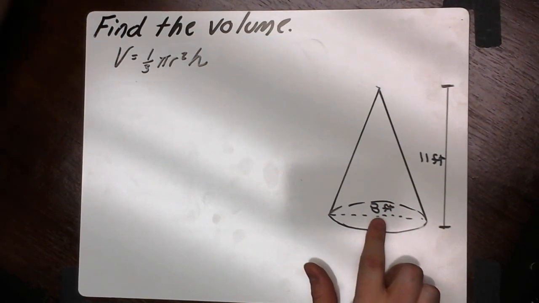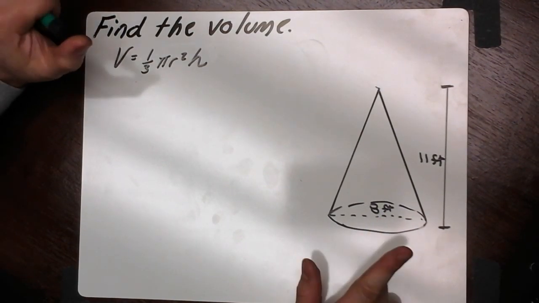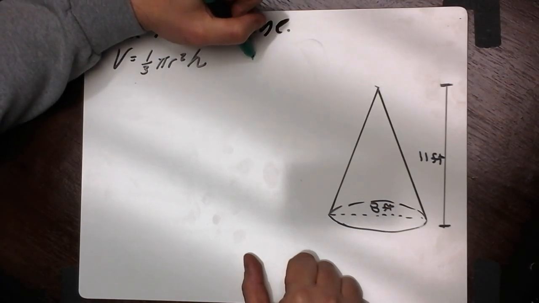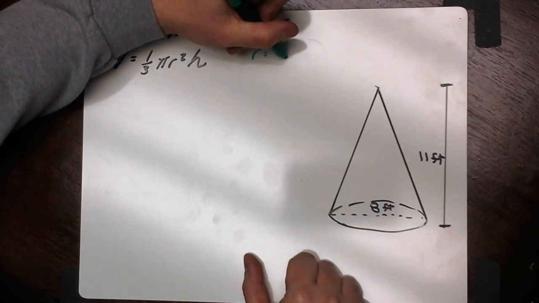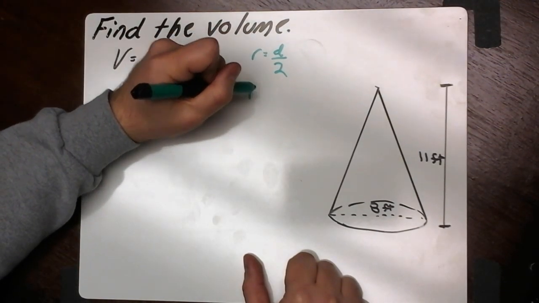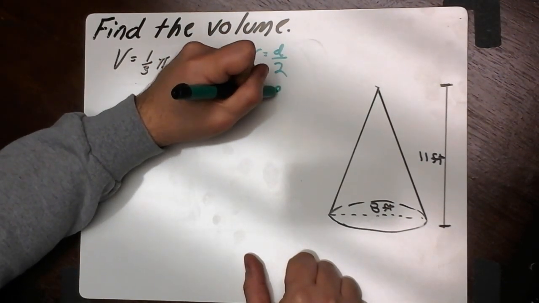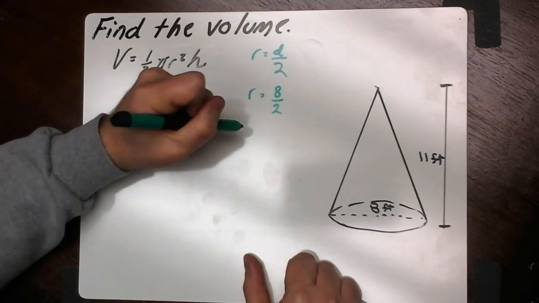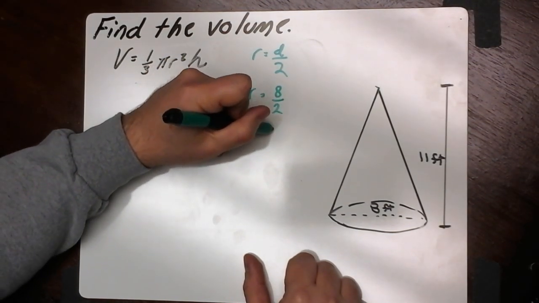Now, they gave me the diameter and I need the radius. So the radius is the diameter divided by 2. Since my diameter is 8, I'm dividing that by 2. So my radius is 4.